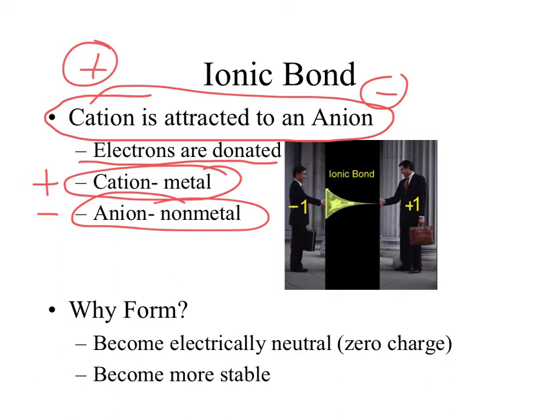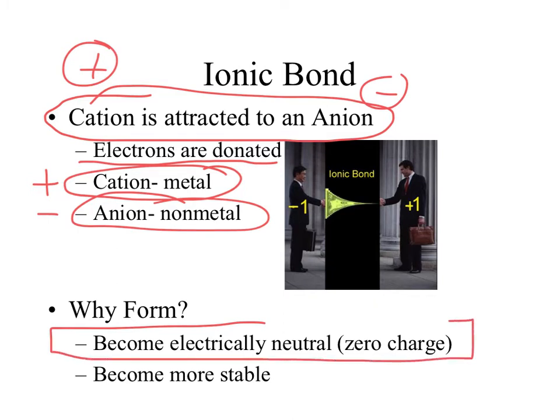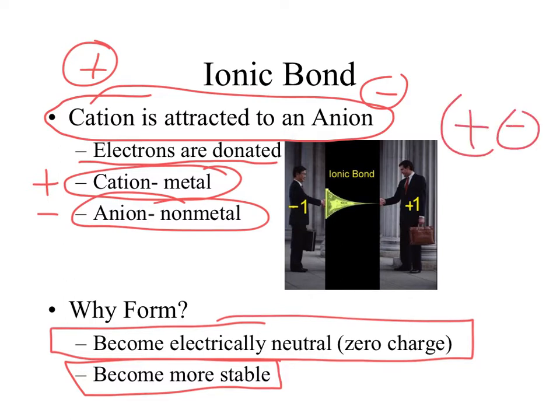So by donating electrons, we get a positive and negative charge for the metal and the nonmetal. And when they come together, they are much more stable because they become electrically neutral, meaning they no longer have a charge. And remember, all atoms are just trying to be more stable, which means lower energy. So in the end, we have a positive and negative charge attracting each other, coming together to cancel out to make a zero charge. So that's what an ionic bond is. And of course, ionic bonds make ionic compounds.